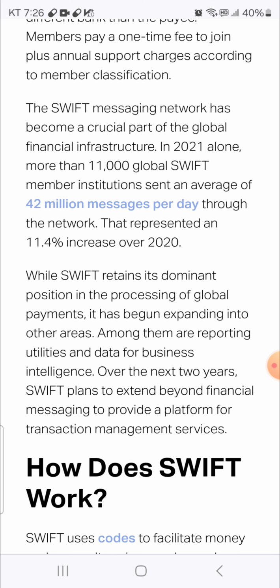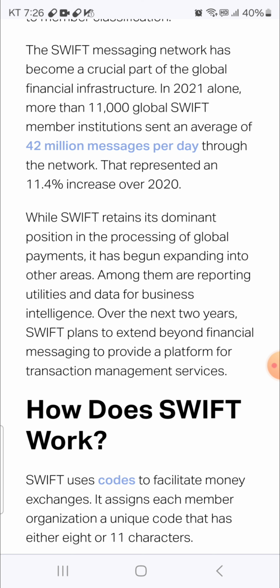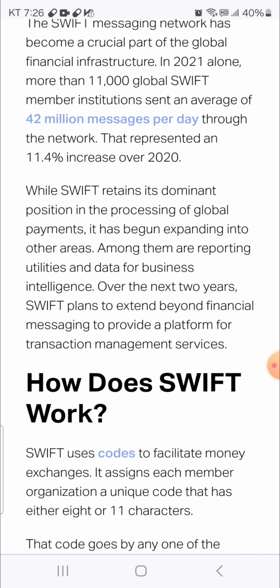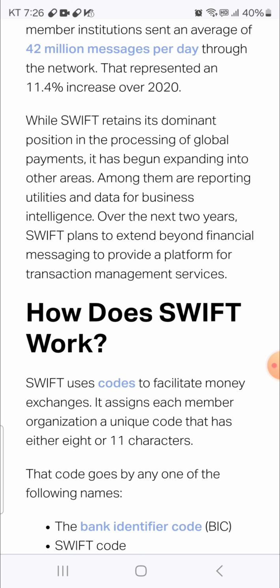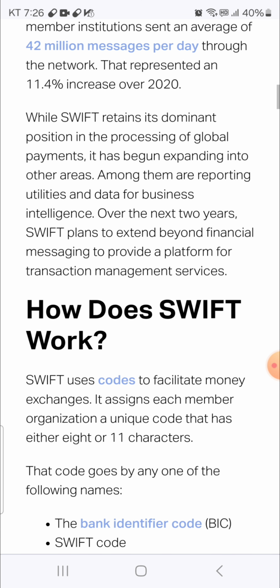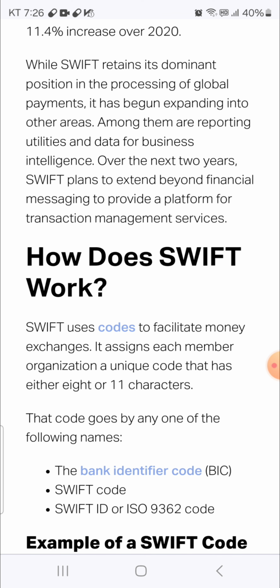For example, you've used PayPal, that kind of third-party banking system that allows international funds to be transferred a lot. While SWIFT retains its dominant position in the processing of global payments, it has begun expanding into other areas. Among them are reporting utilities and data for business intelligence. Over the next 2 years, SWIFT plans to extend beyond financial messaging to provide a platform for transaction management services.